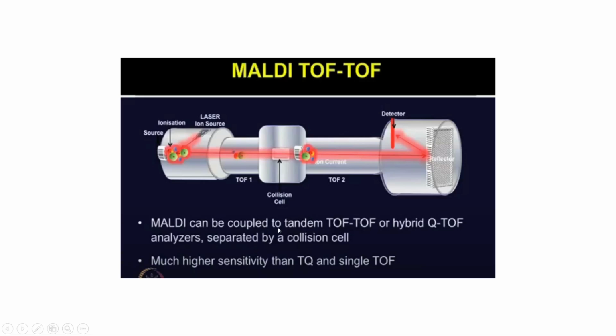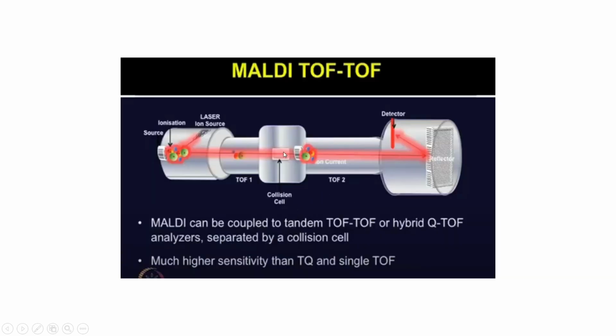MALDI can be coupled to tandem TOF or hybrid QTOF as well. In order to analyze more accurately, you can add one more analyzer. MALDI-TOF, so your TOF is one analyzer. If you add one more analyzer, that is called TOF-TOF. So MALDI can be coupled with another TOF, or else you can make it a hybrid, like QTOF, separated by a collision cell, and it will give you much higher sensitivity than the triple quad technique or single TOF technique. So these are basically different analyzers.